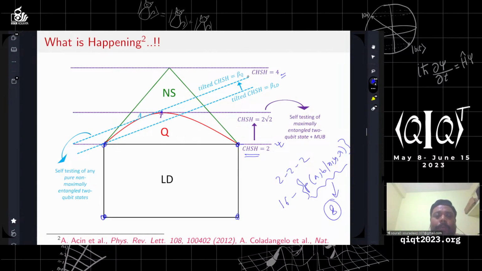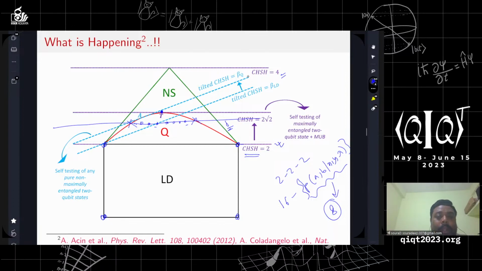But the CHSH expression can only self-test this particular point, because at any other point, if I draw a CHSH plane here, it will cut at different points. If I get a CHSH value, let's say some delta, that means there are many behaviors which give me this value delta. So we cannot self-test those kinds of behavior from a CHSH value less than 2√2. Only the maximum violation of a Bell inequality can give me the self-testing statement, because the maximum violation creates a tangent to the quantum probability space.